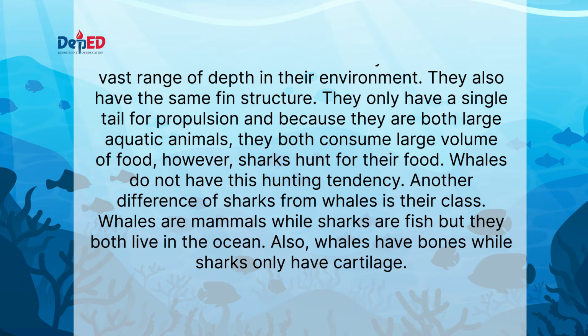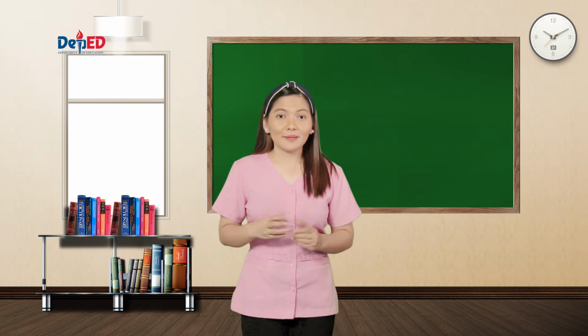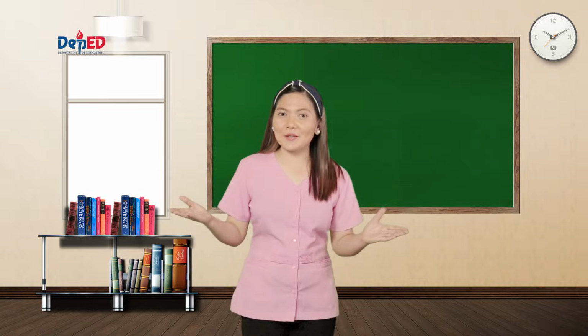Another difference of sharks to whales is their class. Whales are mammals, while sharks are fish, but they both live in the ocean. Also, whales have bones, while sharks only have cartilage. You have 30 seconds to answer this.